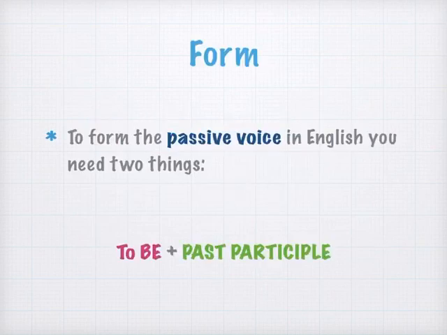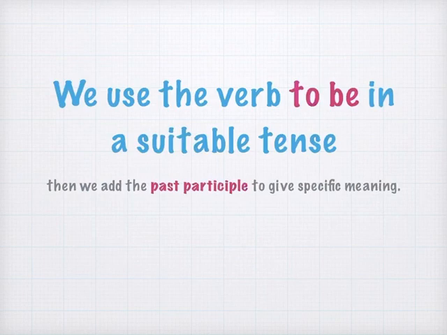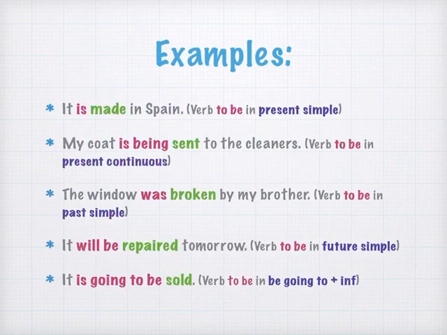So, to form the passive voice in English, you need two things. You need the verb to be and the past participle. So, we use the verb to be in a suitable tense, and then we add the past participle to give specific meaning. For example, it is made in Spain: the verb to be in the present simple, plus the past participle, made. My coat is being sent to the cleaners: the verb to be is in the present continuous, plus the past participle, sent.